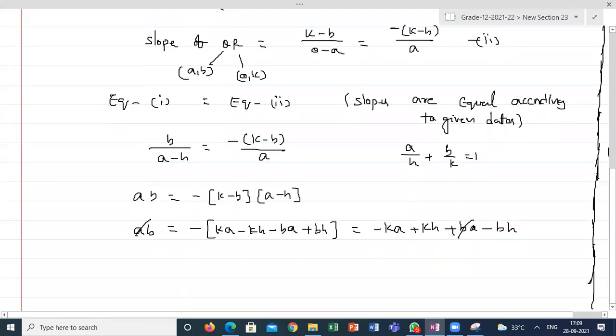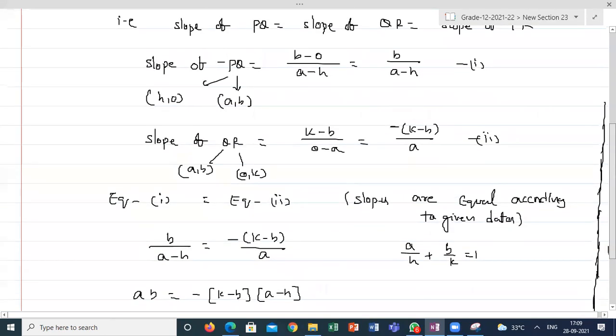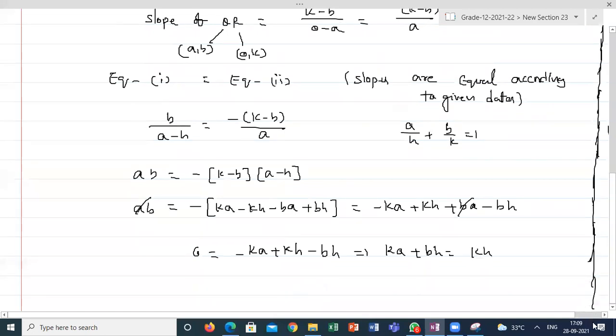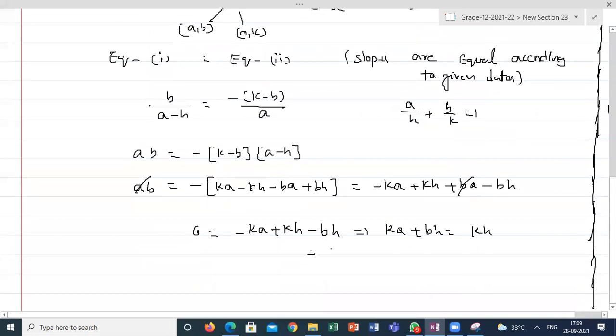So finally I am getting 0 is equal to minus ka plus kh minus bh. I'm taking negative values to one side. So ka plus bh is equal to kh. He's making the left side 1, so I'm dividing the whole equation by kh. Divide both sides with kh.